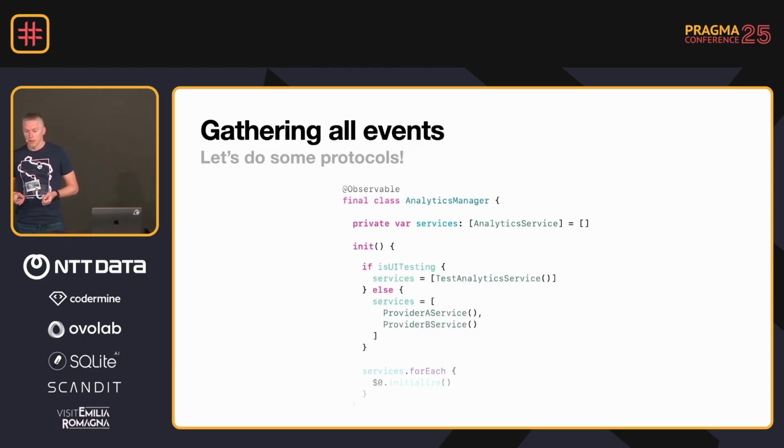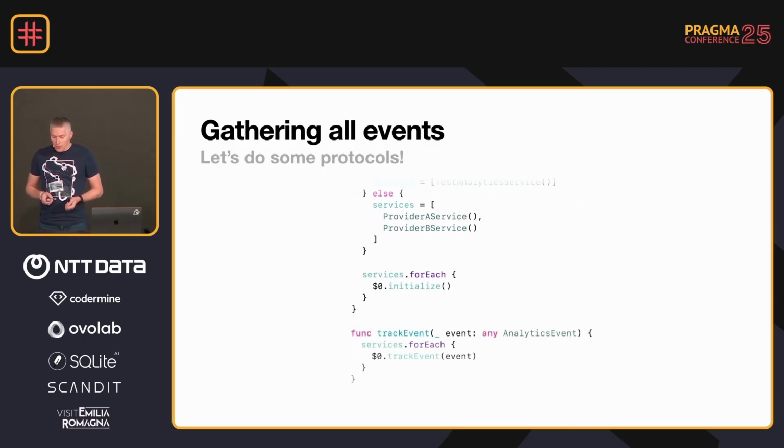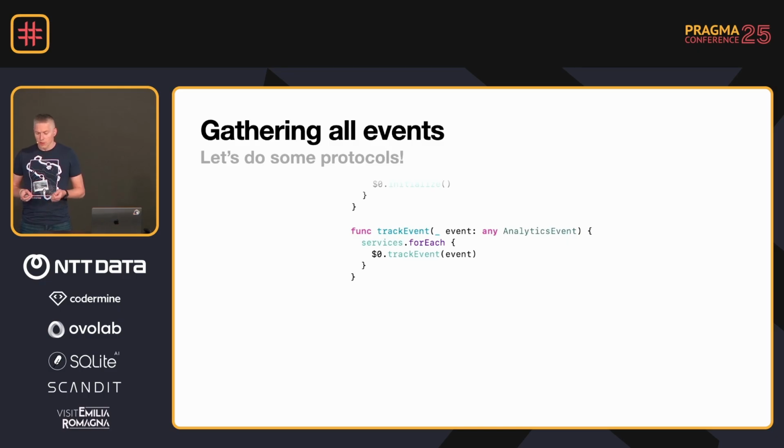Depending on launch parameters passed to the app, we could dynamically change the set of services. For example, it doesn't make sense to pollute analytics when running tests, so we exclude real providers. And the other way around, when we're running production, we don't actually need the testing provider. And then the last method, it's a publishing pattern. Every event is propagated to all available providers.